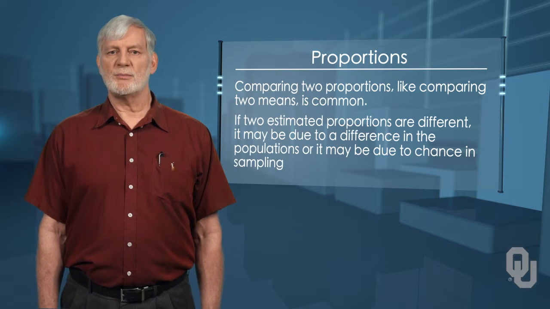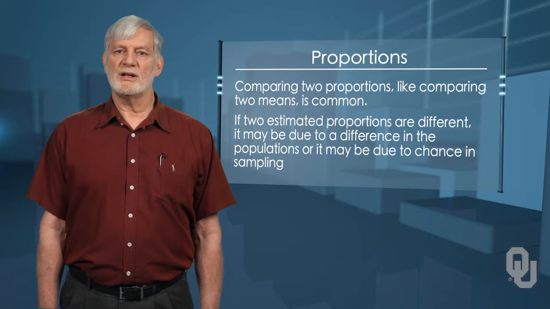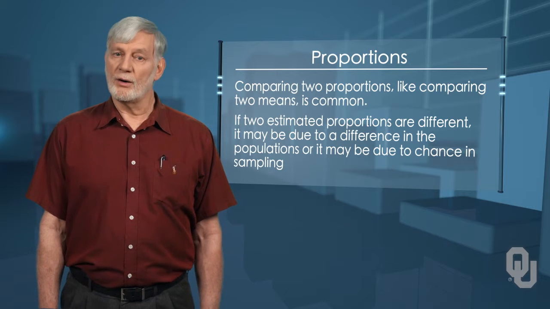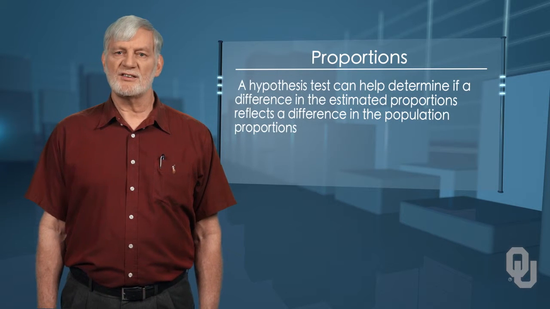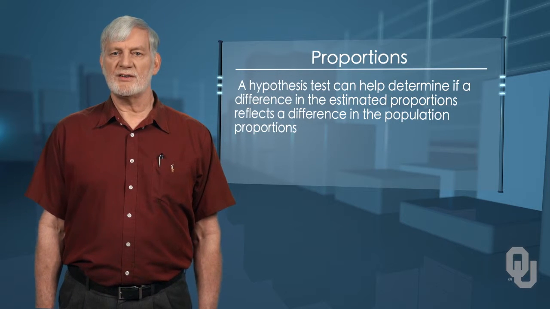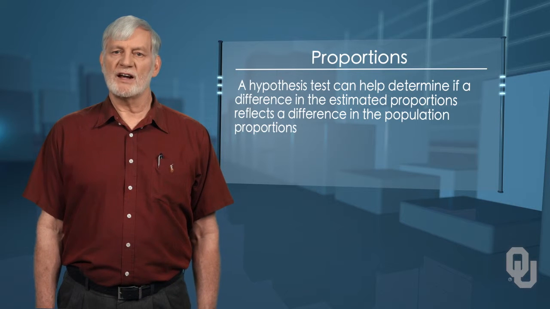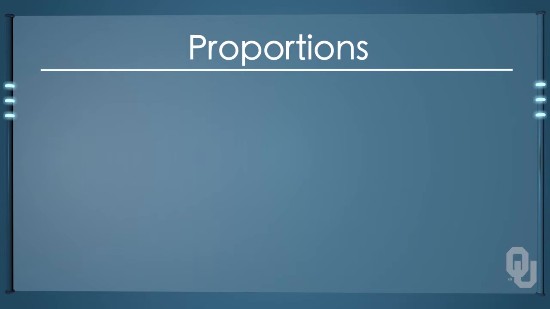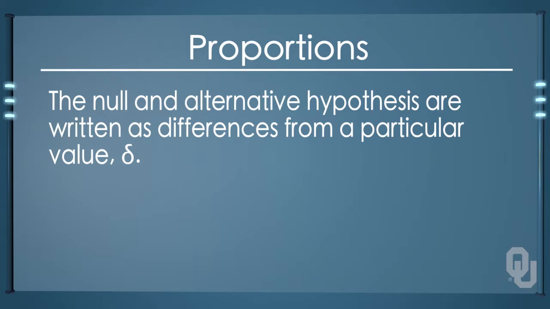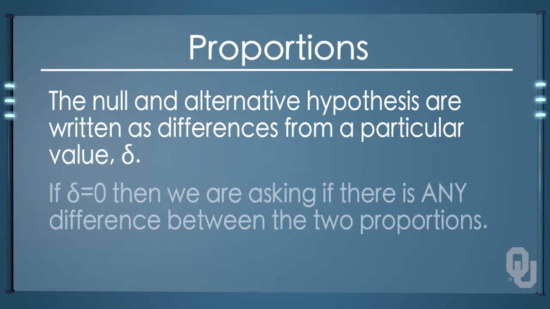If two estimated proportions are different, it may be due to a difference in the populations, or it may be due to chance in sampling. A hypothesis test can help determine if a difference in the estimated proportions reflects differences in the population proportions. Like the test for differences in means, the null and alternative hypotheses are written as differences from a particular value, delta. If delta is 0, then we are asking if there is any difference between the two proportions. This is certainly the most usual case.